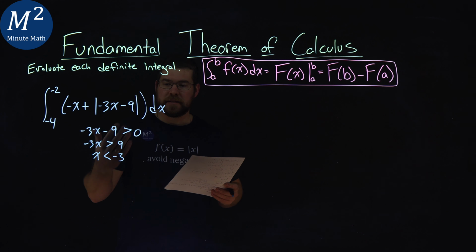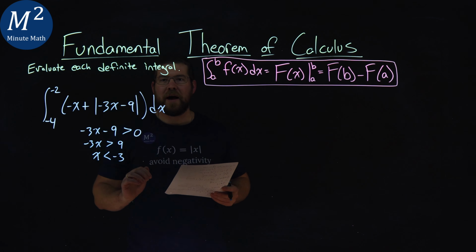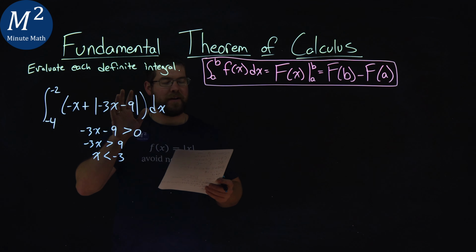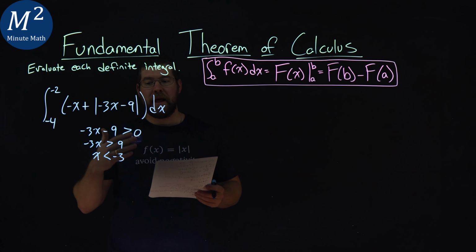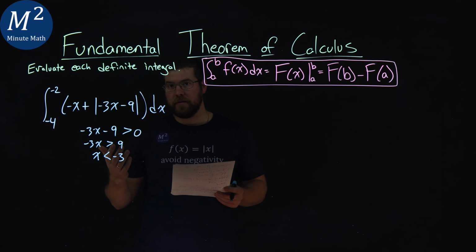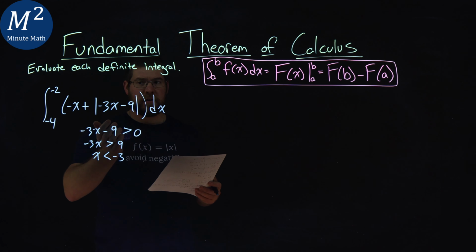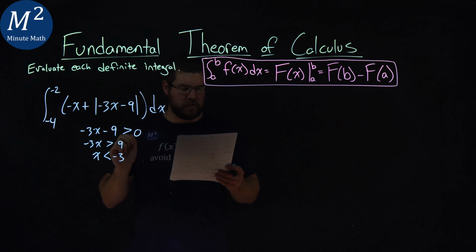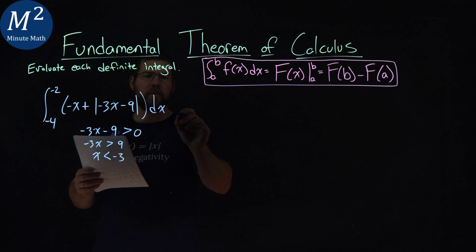So when x is less than -3, we'll have a value that's greater than 0 inside of the absolute value. But when x is greater than -3, we're going to have a negative value in here. So we're going to have to rewrite this integral in two parts. This is what we're actually going to do here.